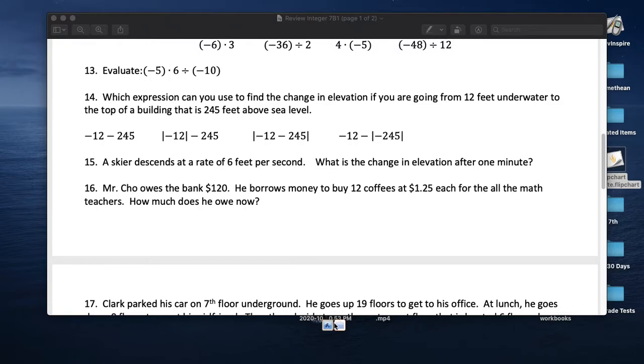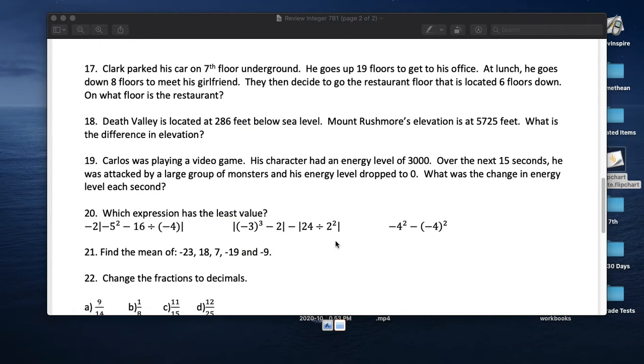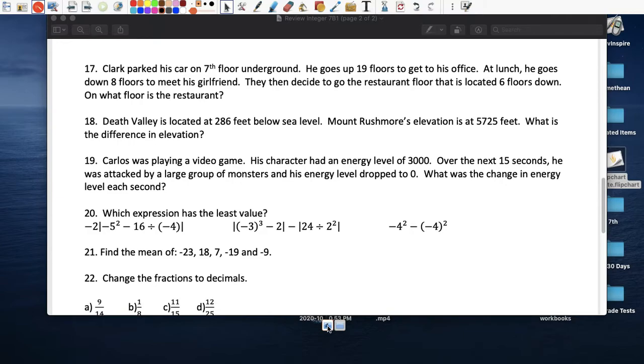Let's scroll down. 17. Okay, Clark parked his car on the 7th floor underground. He goes up 19 to get to his office. At lunch, he goes down 8 floors to meet his girlfriend. Then they decide to go to the restaurant floor that's located 6 floors down. On what floor is the restaurant?